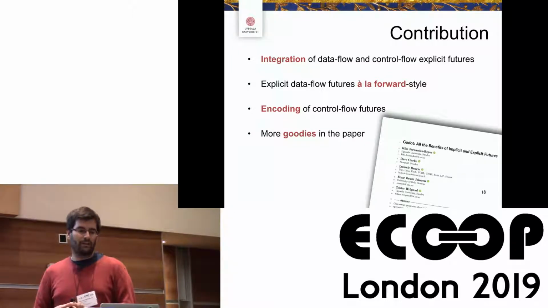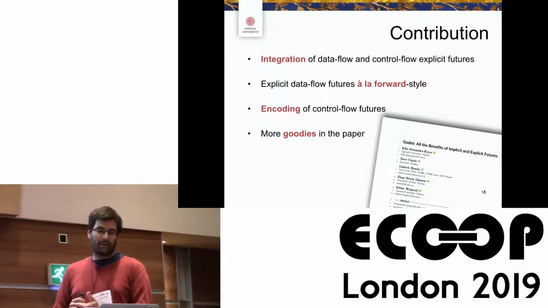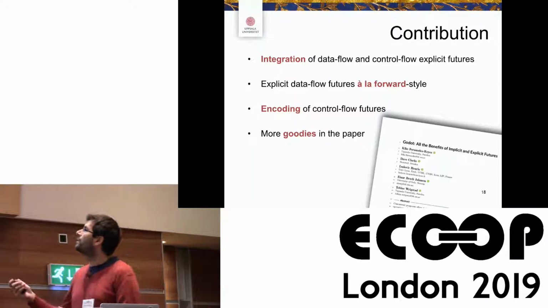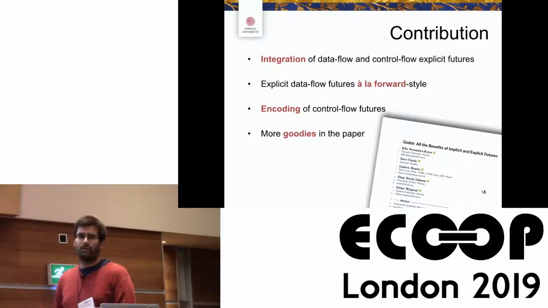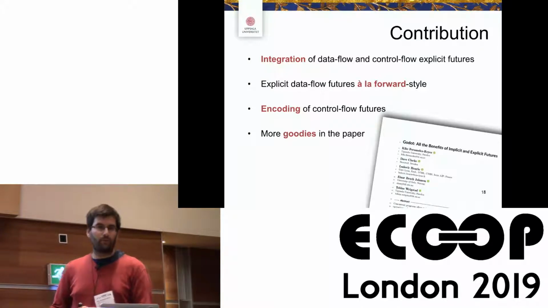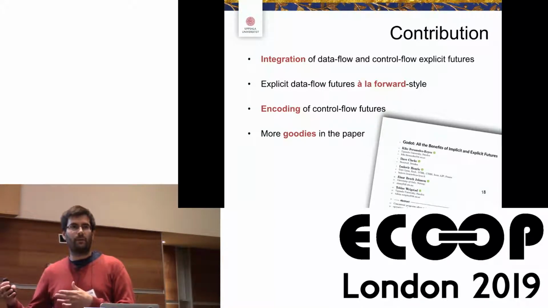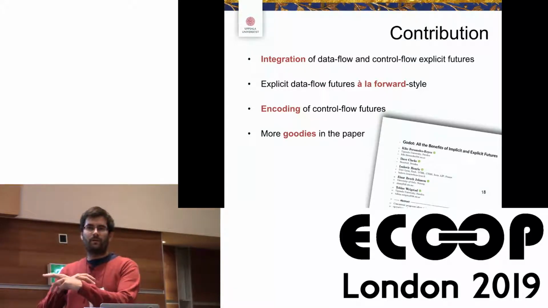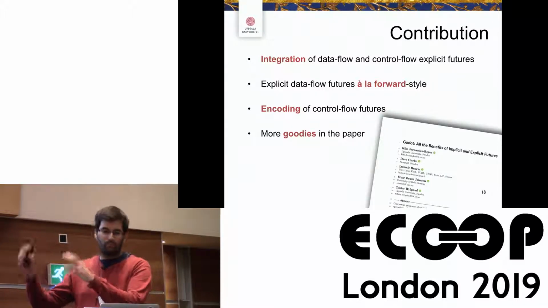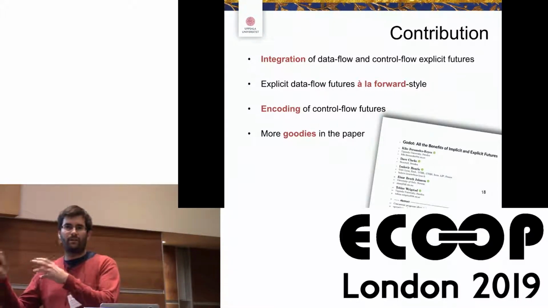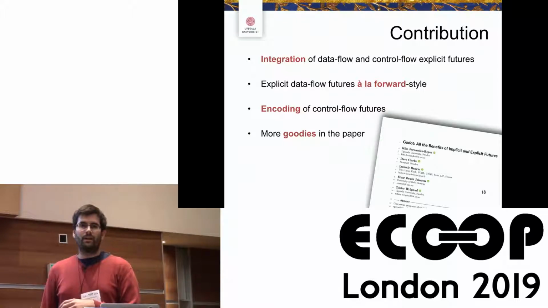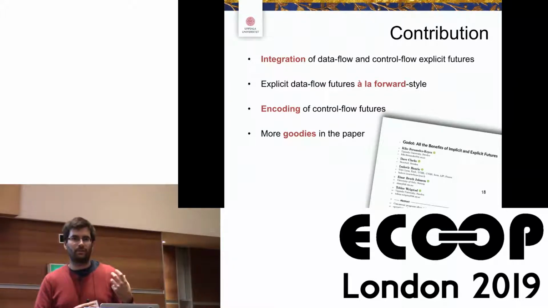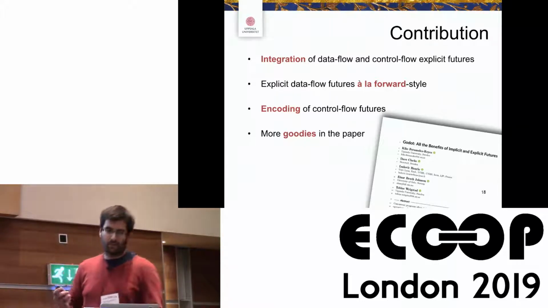We also take inspiration from runtime optimizations using this kind of forward related work that I'm going to explain in a bit. We have encodings of control flow futures in terms of data flow and vice versa. So if you are using Java, we're going to tell you how you can encode data flow futures. And if you are using some other language in which you already have data flow futures, we tell you how to add control flow futures. And there are some other goodies in the paper.